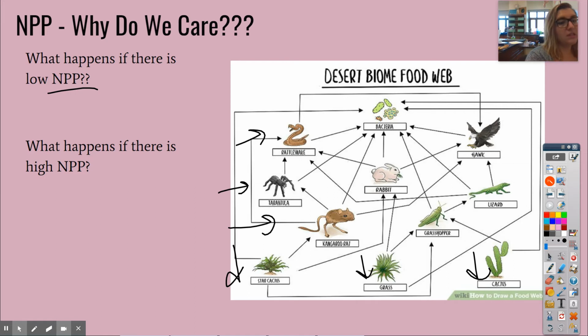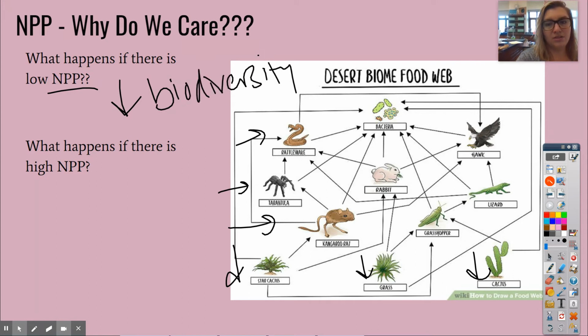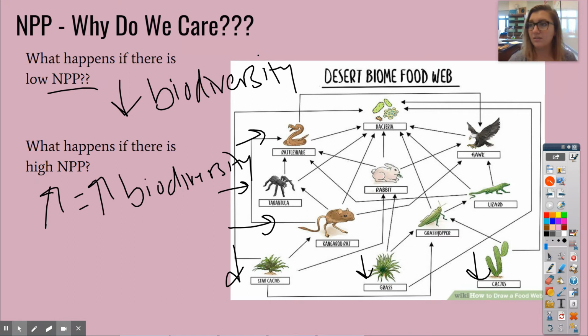So typically, if there is low NPP, there is also going to be a decrease in biodiversity. Remember, biodiversity means different types of organisms. So there's going to be fewer organisms. There's also going to be a lower abundance of organisms. If there's high NPP, then there's going to be higher biodiversity and more organisms that can live in that ecosystem. So that's why we care: if there's low NPP, there's not going to be as many things that can live in that ecosystem because there's just not as much energy being stored.